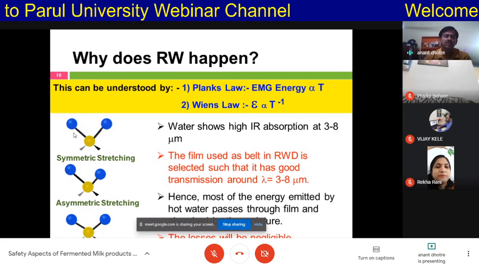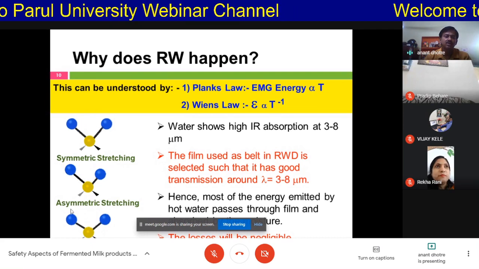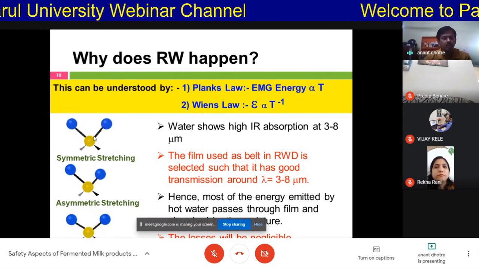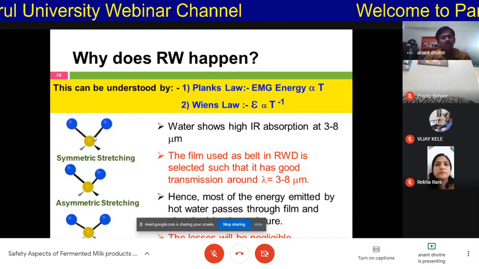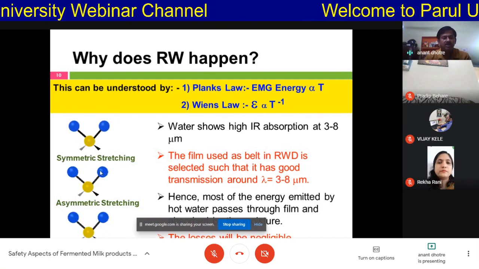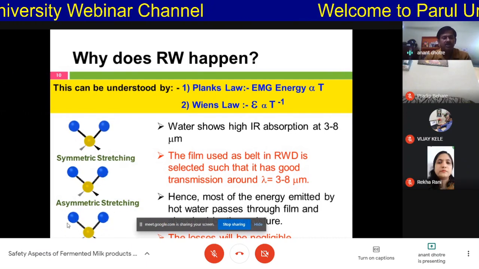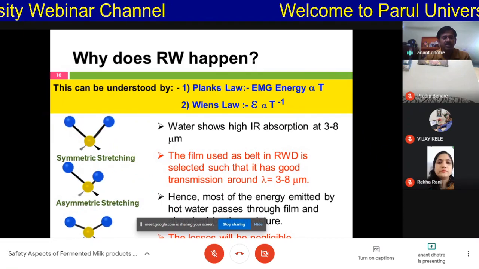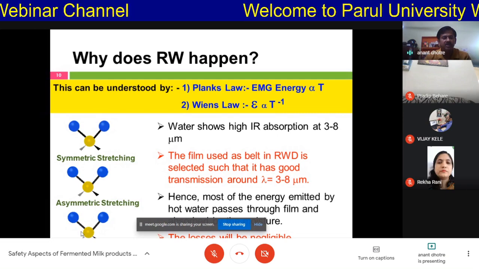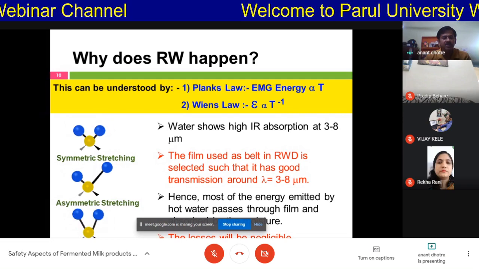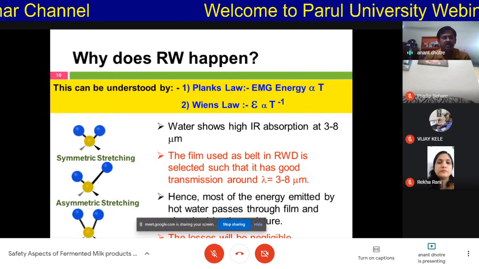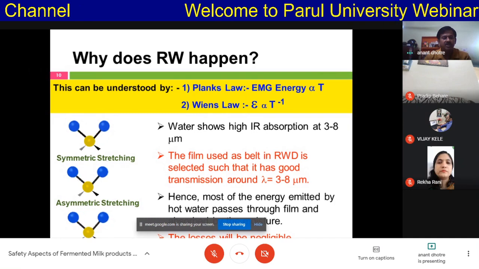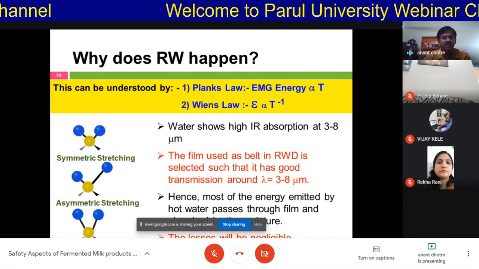We know that these movements have been identified. The water molecule particularly undergoes symmetric stretching, asymmetric stretching, and bending. So these are the nuclear atomic movements at the molecular level of water.